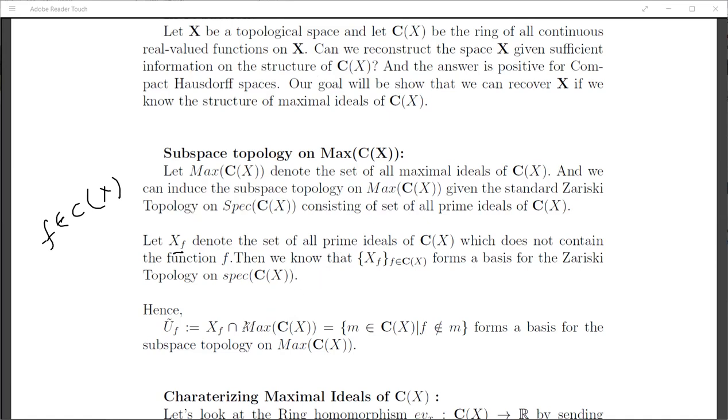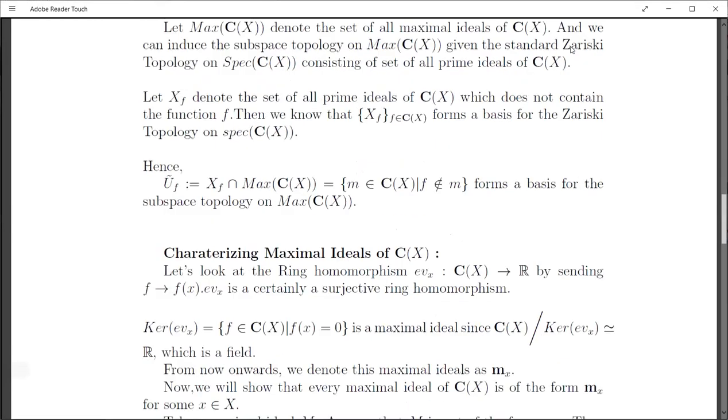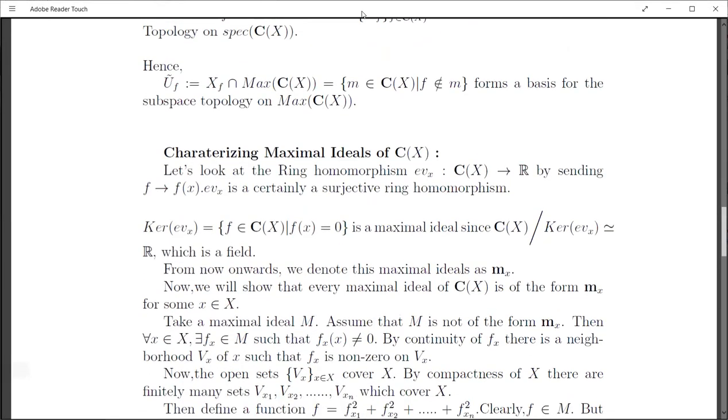So if we intersect those X_f with the maximal spectrum, then obviously we get a basis for the subspace topology for the maximal spectrum. So basically now we have to look at all maximal ideals such that a particular element is not contained in the maximal ideal. So this collection will form a basis for my subspace topology on the maximal spectrum. So yeah, we know the basis for the subspace topology. And next, we try to characterize the maximal ideals of this C(X).